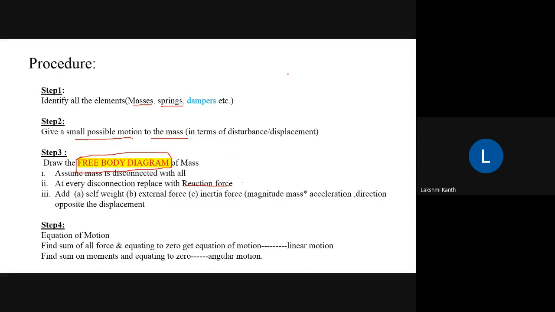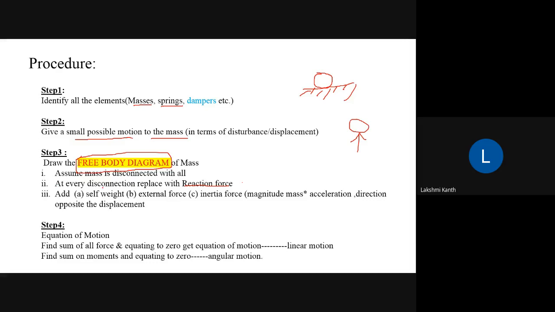In this example, there is one circular disc on the floor. This is a circular disc having some mass. So, identification of the system elements: there is a mass, and there is no spring. Give a small possible displacement, in terms of angular motion, angular displacement. Then draw the free body diagram. For this free body diagram, assume the mass is disconnected; here these two are connected, so I disconnect these. Assume the mass is disconnected from all, and at every disconnection, replace it with a reaction force. So here it is one reaction force.